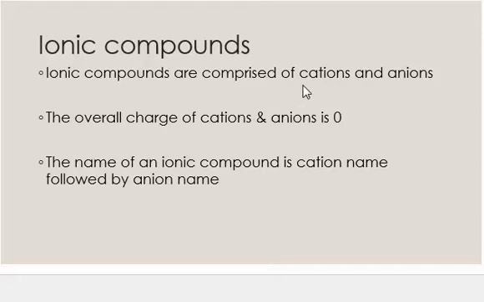Ionic compounds are made of cations and anions. They engage in ionic bonding, which is based on the attraction between the positively charged cations and the negatively charged anions. Although ionic compounds are made of charged particles, the overall charge of any ionic compound is zero. The name of an ionic compound is merely the cation name followed by the anion name.